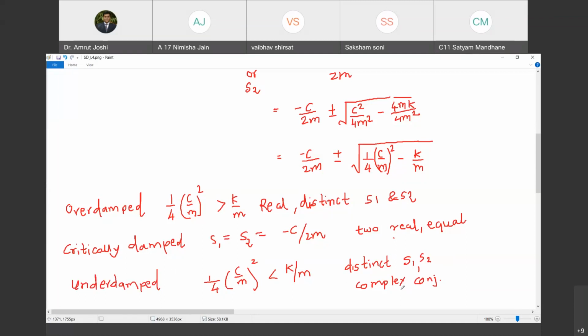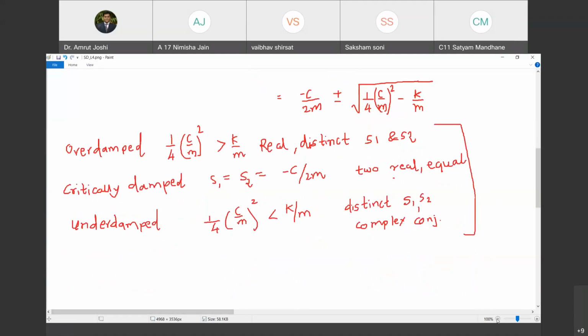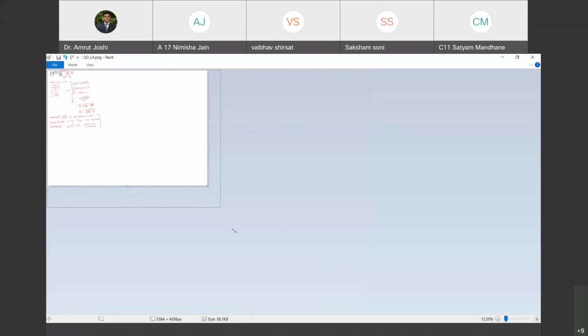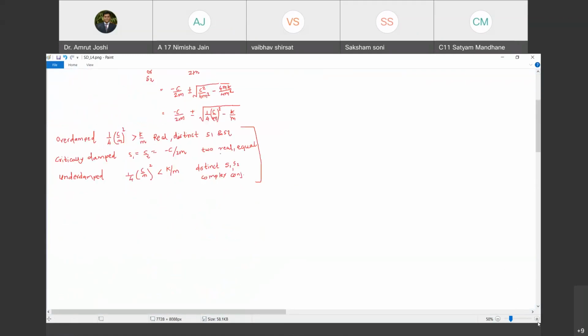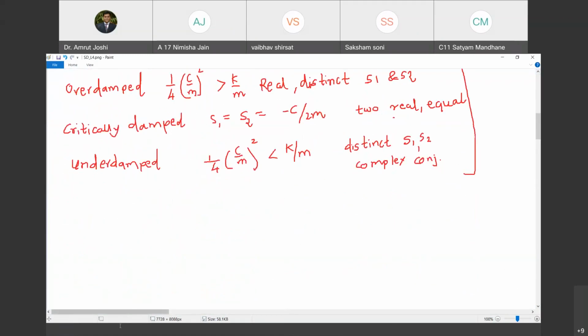I gave you the practical examples of overdamped and underdamped systems yesterday. And then I said we will now analyze the critically damped system. I hope all of you are with me till this point. Nimisha, do you remember that we were analyzing a critically damped system? Happy? Yes. So let us go ahead.